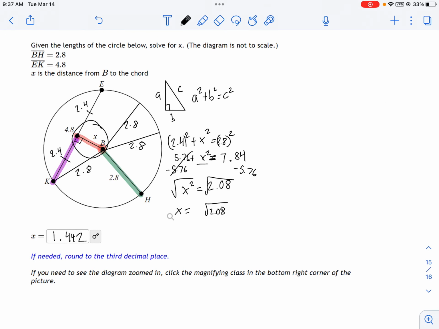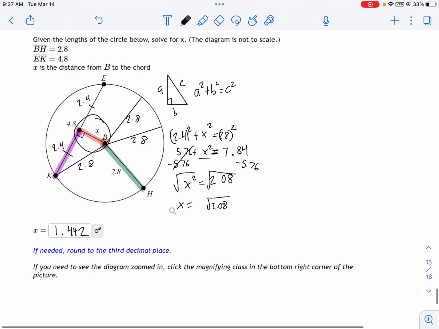All right, so Pythagorean theorem, try to get to that. That is your bread and butter for these problems.